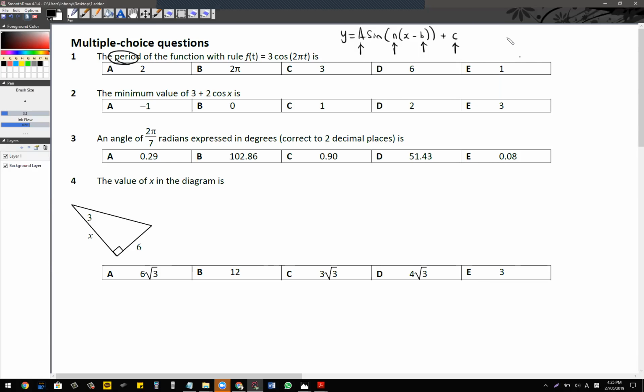The period is given by 2 pi over n. So that's 2 pi over, in this case, 2 pi. Our function is y equals 3 cos, and then we have 2 pi at the front, and then we have t minus nothing. That's why it's just 2 pi t, and t is functioning as if it's x, and plus nothing. So our n is 2 pi. Therefore, the period is 2 pi over 2 pi, which is 1. So you get this one here.